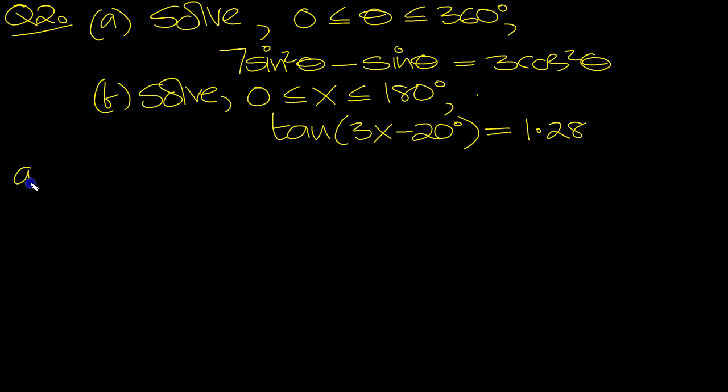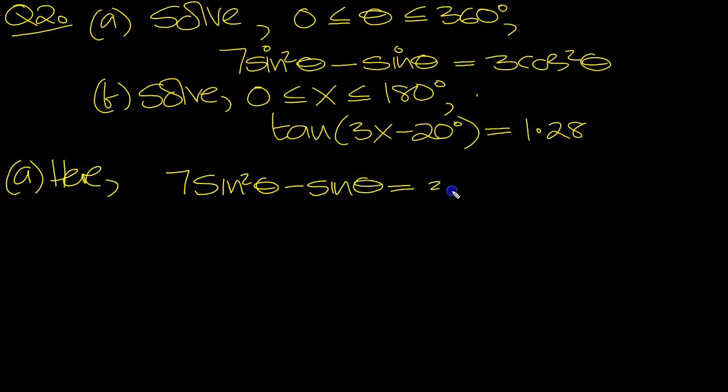So part A. We've got this equation here. Cos squared can be replaced by 1 minus sine squared, and we'll thereby obtain a quadratic in sine, won't we? So here, 7 sine squared, minus sine theta, is equal to 3 lots of cos squared, which we can write as 1 minus sine squared by the well-known formula. So when we expand this bracket, we've got a minus 3 sine squared.